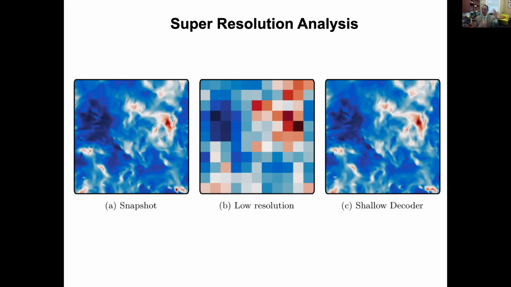I train this shallow decoder, and then I ask the question: give me a new low resolution picture, and tell me what it looks like at high res. And that's exactly what it does. So in other words, the shallow decoder, after training, takes that low resolution image and produces the thing on the right.